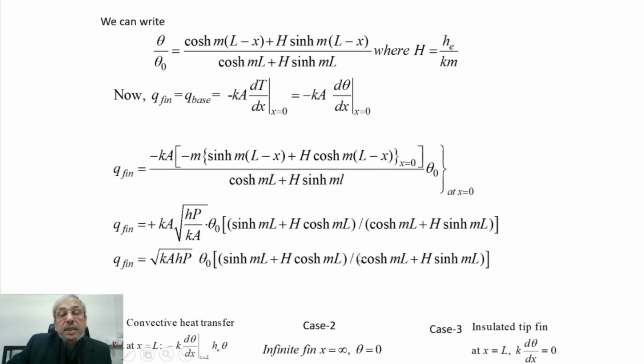So this was, as I mentioned, case 1, where the end surface at the end of the fin has a convective heat transfer condition. There are two other cases. One can be an infinitely long fin, that is x tends to infinity and theta tends to 0. And another is the insulated fin. That means at x equal to L, minus k d theta/dx, the minus sign I have not written, it is the same, k d theta/dx equal to 0.